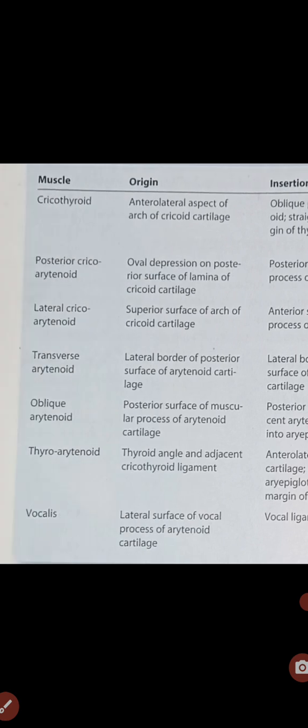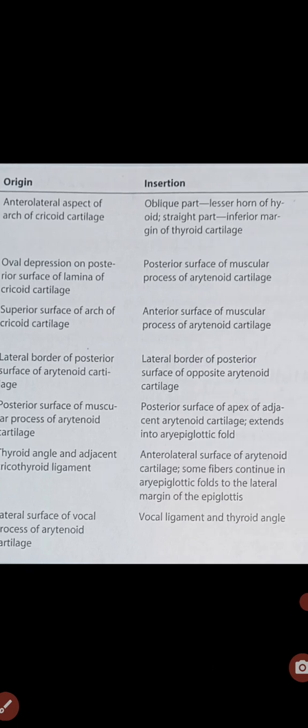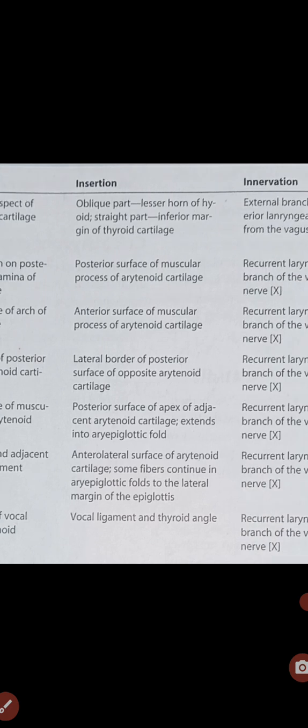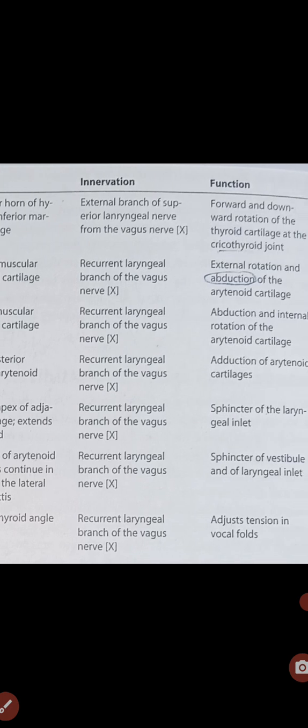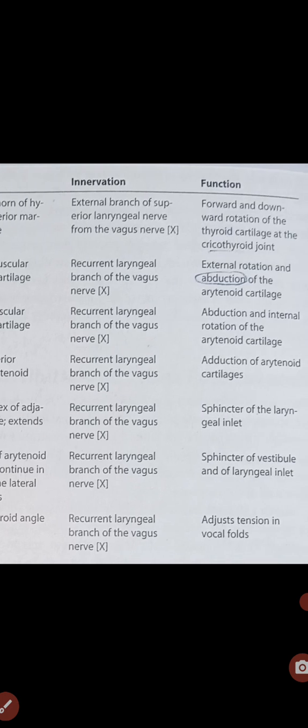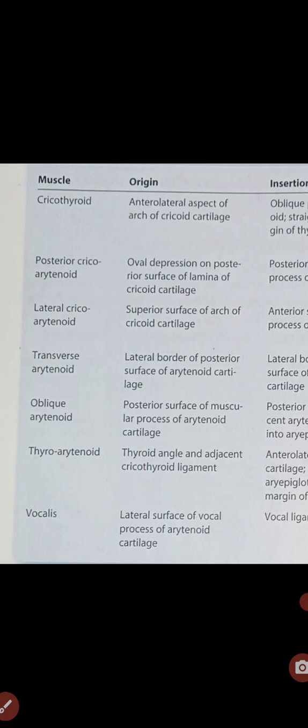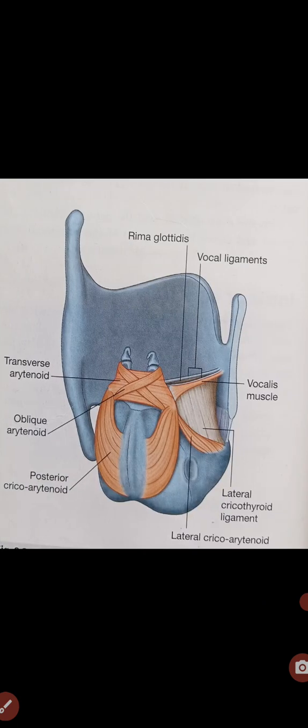Next is the vocalis muscle. Origin is from the lateral surface of the vocal process of the arytenoid cartilage, and insertion is on the vocal ligament and the thyroid angle. Nerve supply is by the recurrent laryngeal branch of the vagus nerve, and function is to adjust tension in the vocal cord. This is all about the muscles of the larynx, and their different origin, insertion, function and nerve supply.